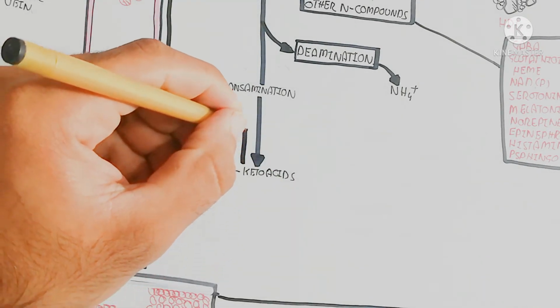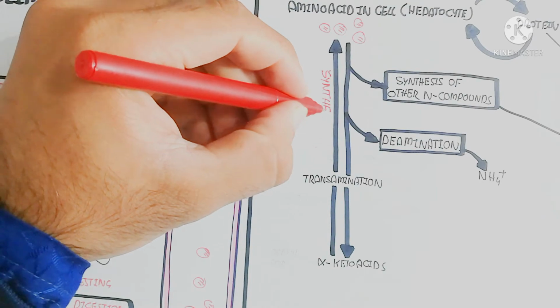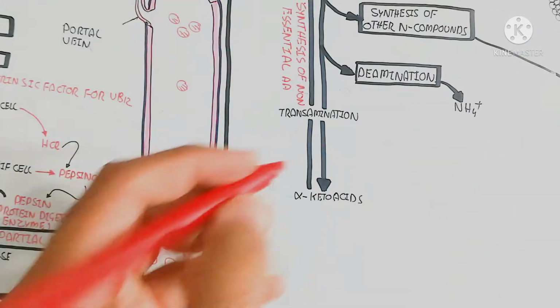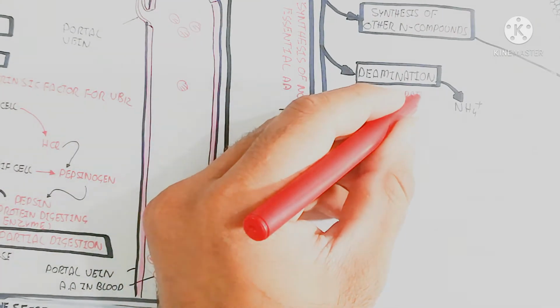While the deamination will separate the amine group, here the transamination will occur. This transamination means the alpha keto acid will be converted again into the amino acid, while the amino acid is also converted into the alpha keto acid. This is the carbon skeleton. We will discuss this alpha keto acid also.